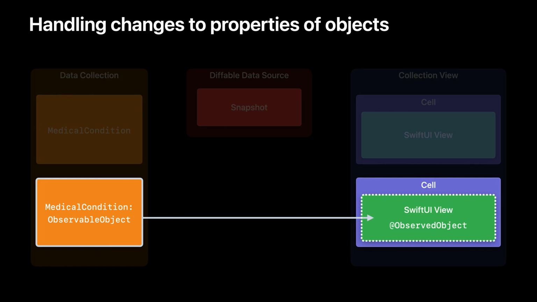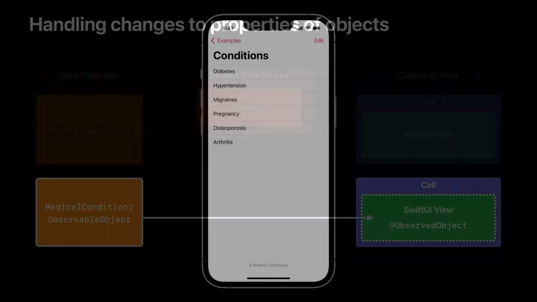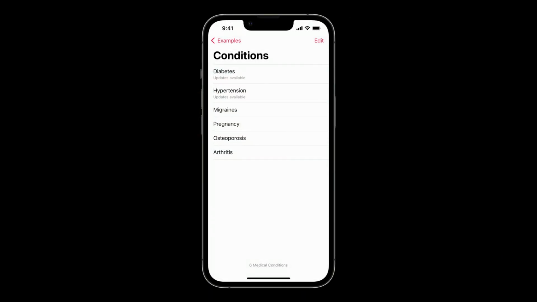When a cell's data changes, it may cause the cell to need to grow or shrink to fit the new content. But if the SwiftUI cell content is being updated directly without going through UIKit, how does the collection view know to resize the cell?